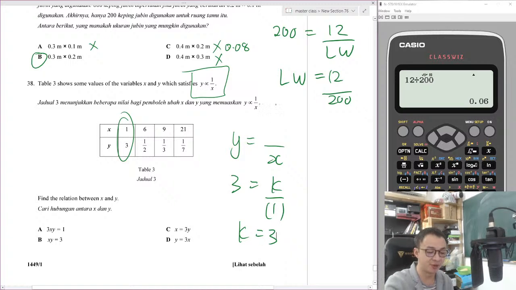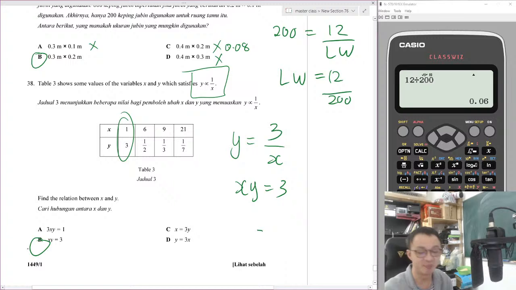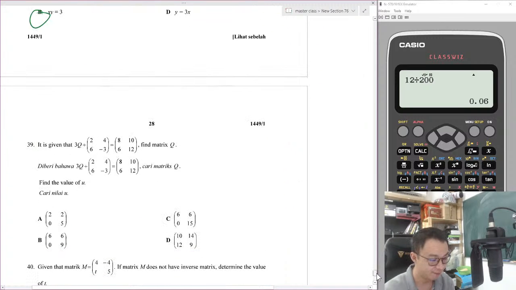I plug 3 back into my original equation. Now I want to find the relation, so I don't see the direct answer. Maybe I multiply X, Y together equals 3. So I got the answer is B here. Okay, so yeah, very easy.